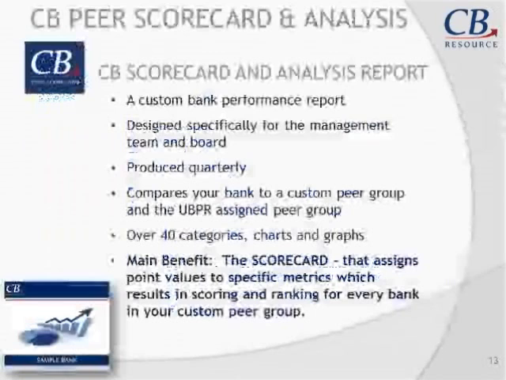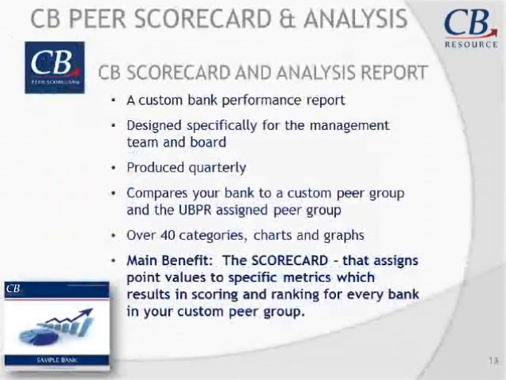If they don't, we have something called the CD scorecard and analysis. What you've been looking at is an example of that. But in short, it's a custom bank performance report. It's designed specifically for management and the board to have these types of discussions. It's produced quarterly. It compares your bank to a custom peer group, and it also includes the UBPR assigned peer group from the regulators. There's over 40 categories, charts, and graphs inside a 28-page report. But something I really want to stress, it has that scorecard, and that's really what drives and facilitates your discussion with your board. So there's my little pitch, ladies and gentlemen.